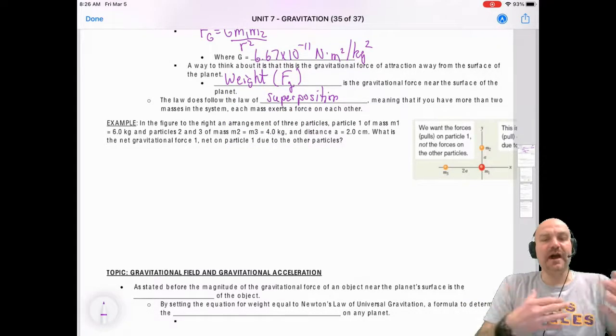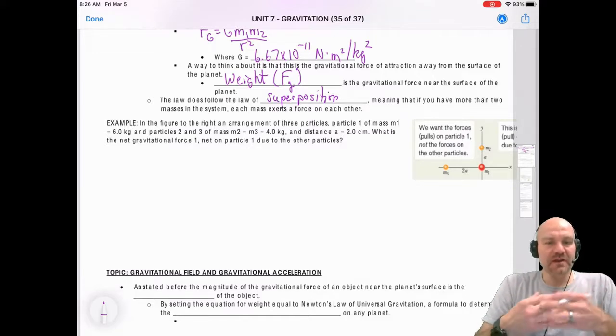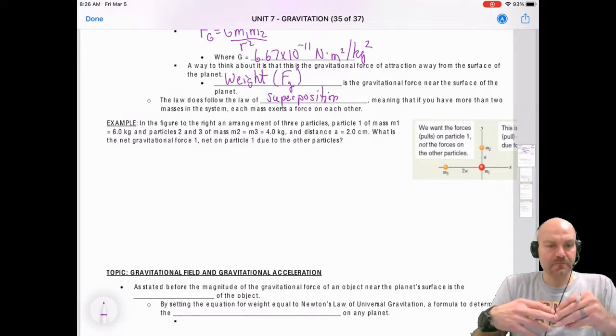And so every object in a system is going to attract each other, okay? So in here it says, in the figure to the right, an arrangement of three particles, particle 1 of mass m1, which is equal to 6 kilograms, and particles 2 and 3 of mass m2, which equals m3, which equals 4 kilograms, and they're a distance a, where a is equal to 2.0 centimeters. So what is the net gravitational force?